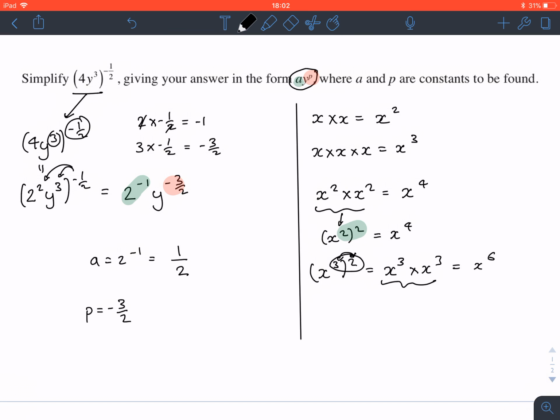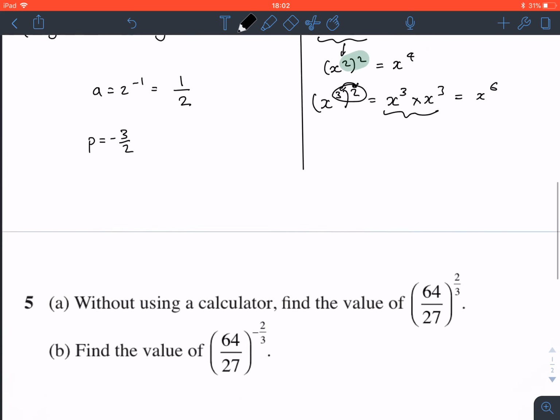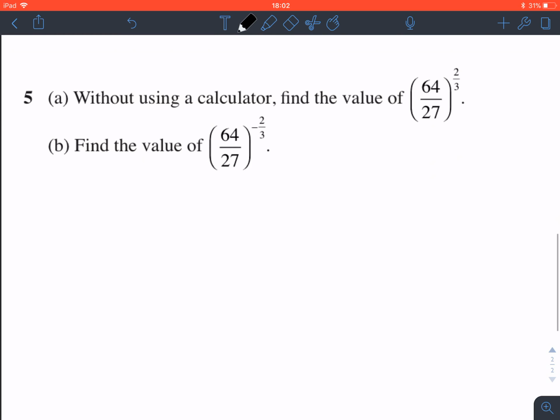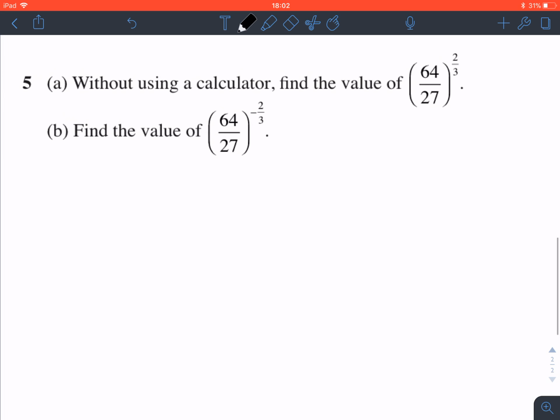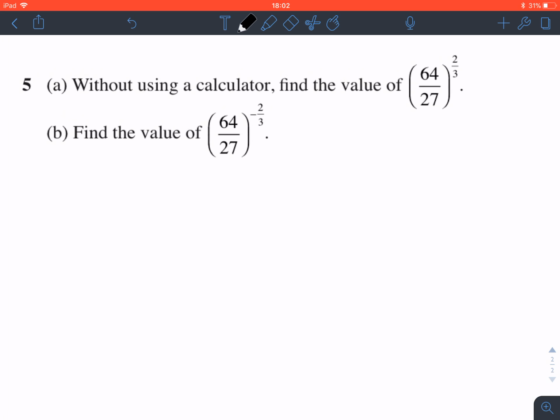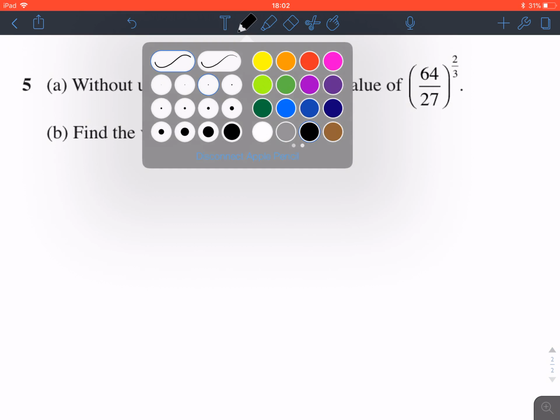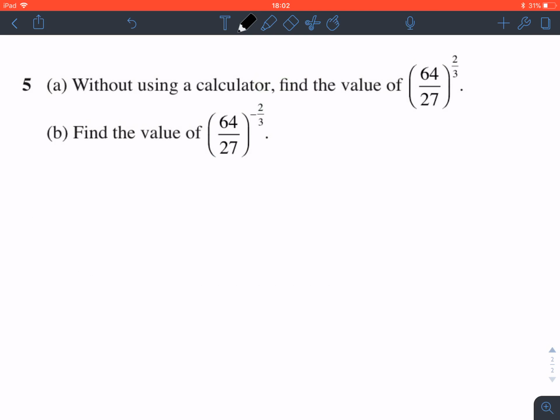And this is done. Okay? Right, next question. Now, this here is very similar to part 1 of the indices videos, but a slightly more difficult question. Let's get started. Note that it says without a calculator. So, for all you people who want to try and cheat, you're not allowed.